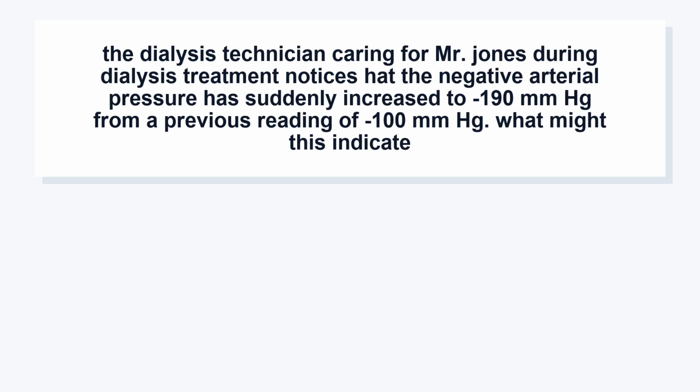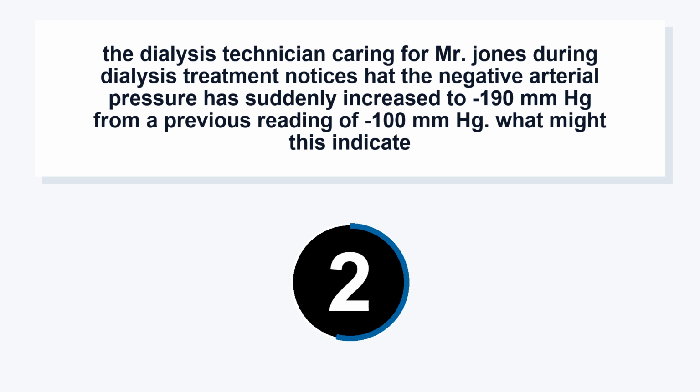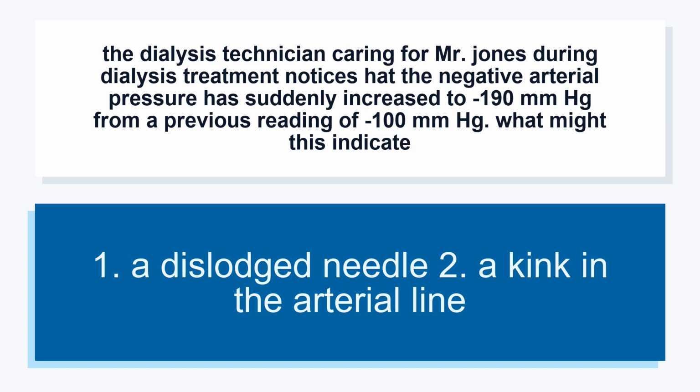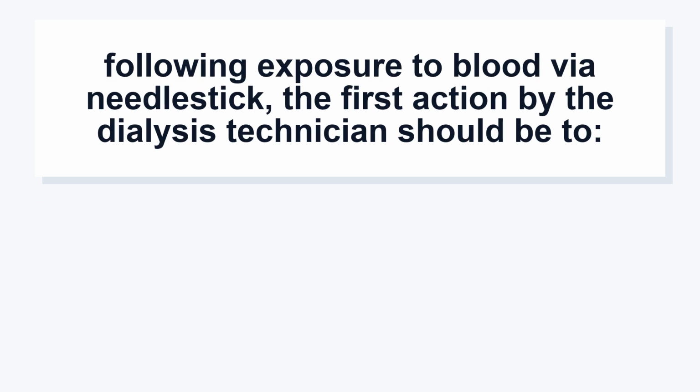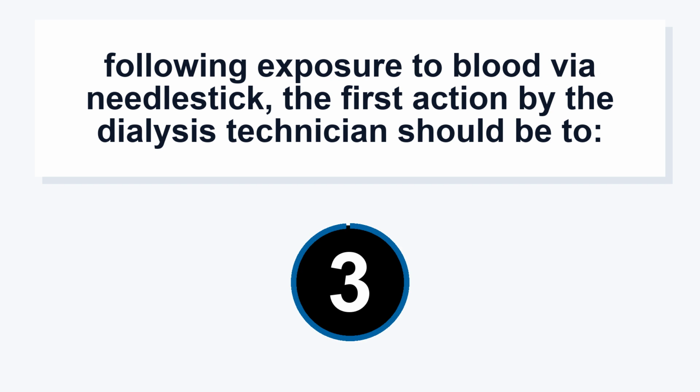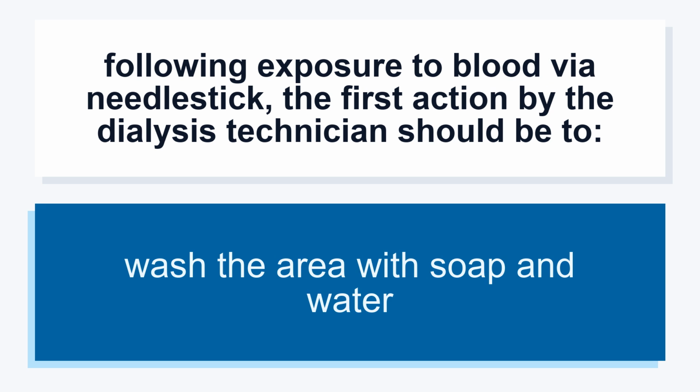The dialysis technician caring for Mr. Jones during dialysis treatment notices that the negative arterial pressure has suddenly increased to -190 mmHg from a previous reading of -100 mmHg. What might this indicate? 1. A dislodged needle. 2. A kink in the arterial line. Following exposure to blood via needle stick, the first action by the dialysis technician should be to wash the area with soap and water.